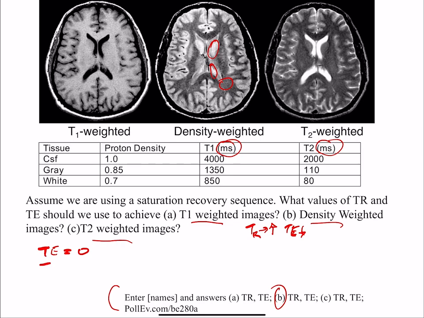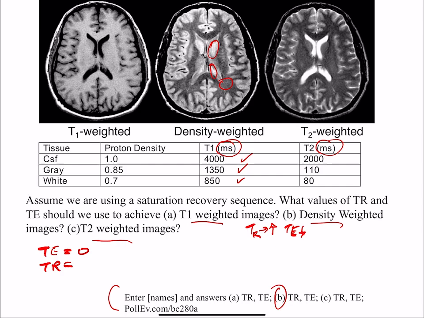What about the TR for this? There was a wide range of answers for the TR for this. So let's think about this. We have three tissues, one being CSF. CSF is 4,000. We've got 1350 and 850. So we've got two T1s that are sort of close to each other and one that's way out here.